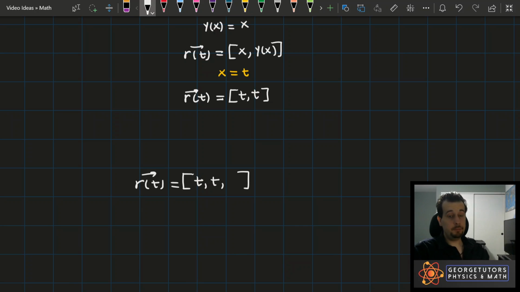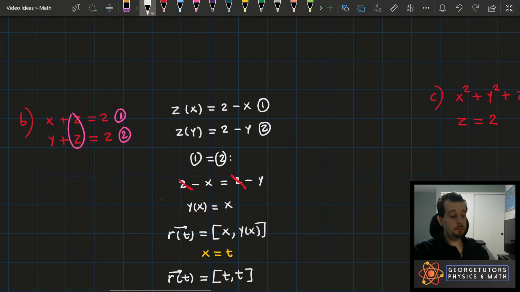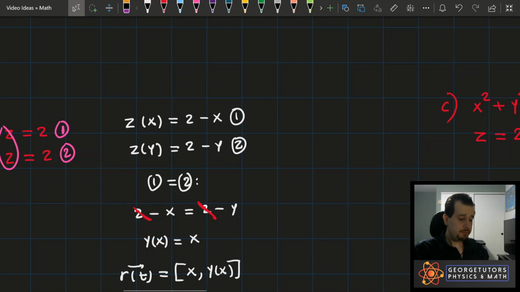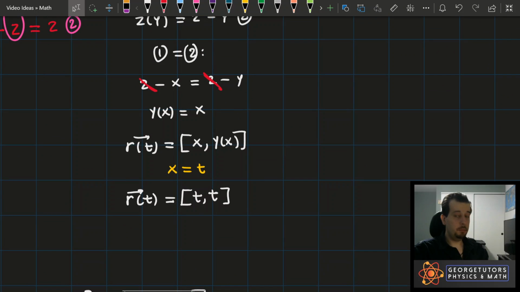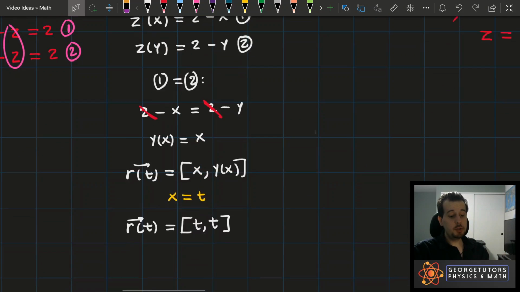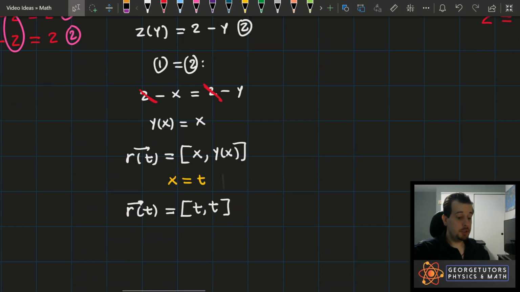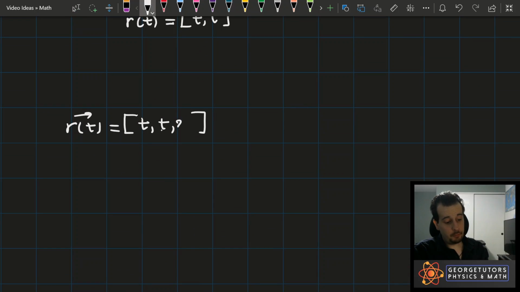So what's the z component? The z over here, you can see, is either 2 minus x or 2 minus y. But both are equal to t, as you can see from the work that we did earlier. So basically z is going to be 2 minus t, and that's the conclusion. Done and done.